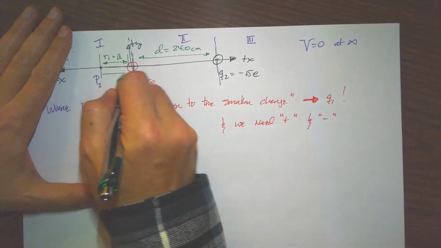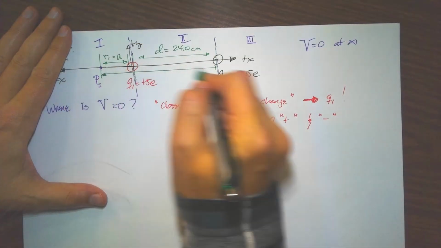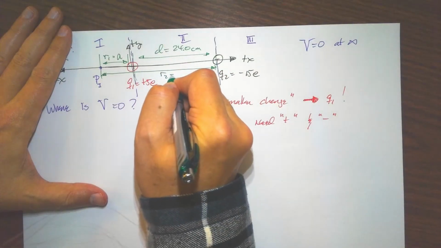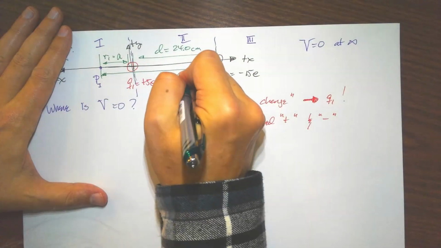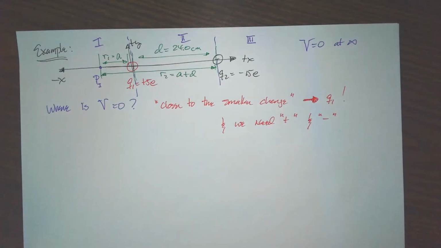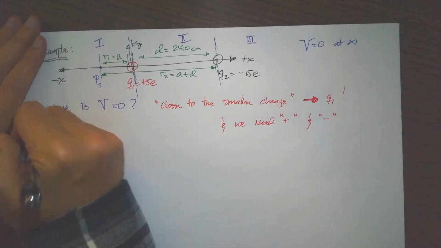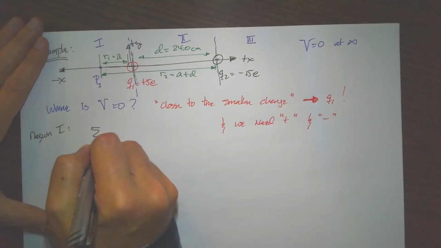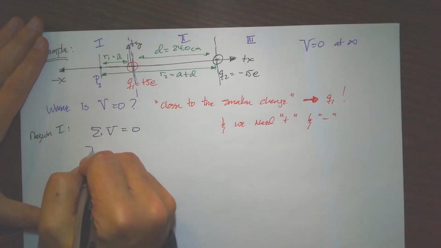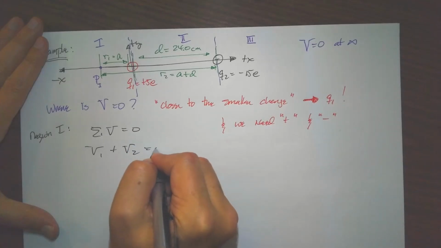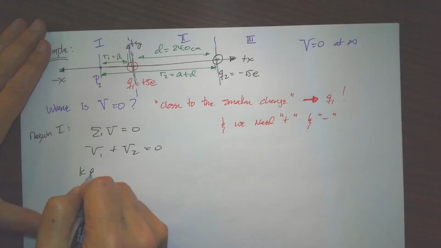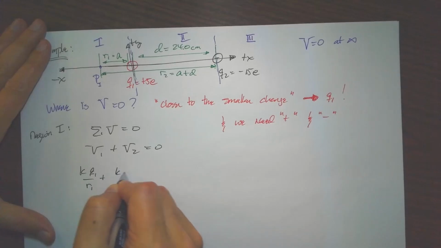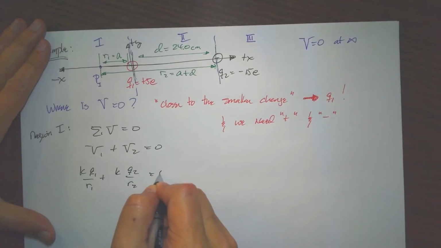And what we get is that this will be R2. And so then R2 will be A plus D. Okay. And now what we can do is that in region 1, we can go in and run the calculation. The sum of the potentials is 0. So this is potential 1 plus potential 2 equals 0. This is K times Q1 over R1 plus K times Q2 over R2 equals 0.